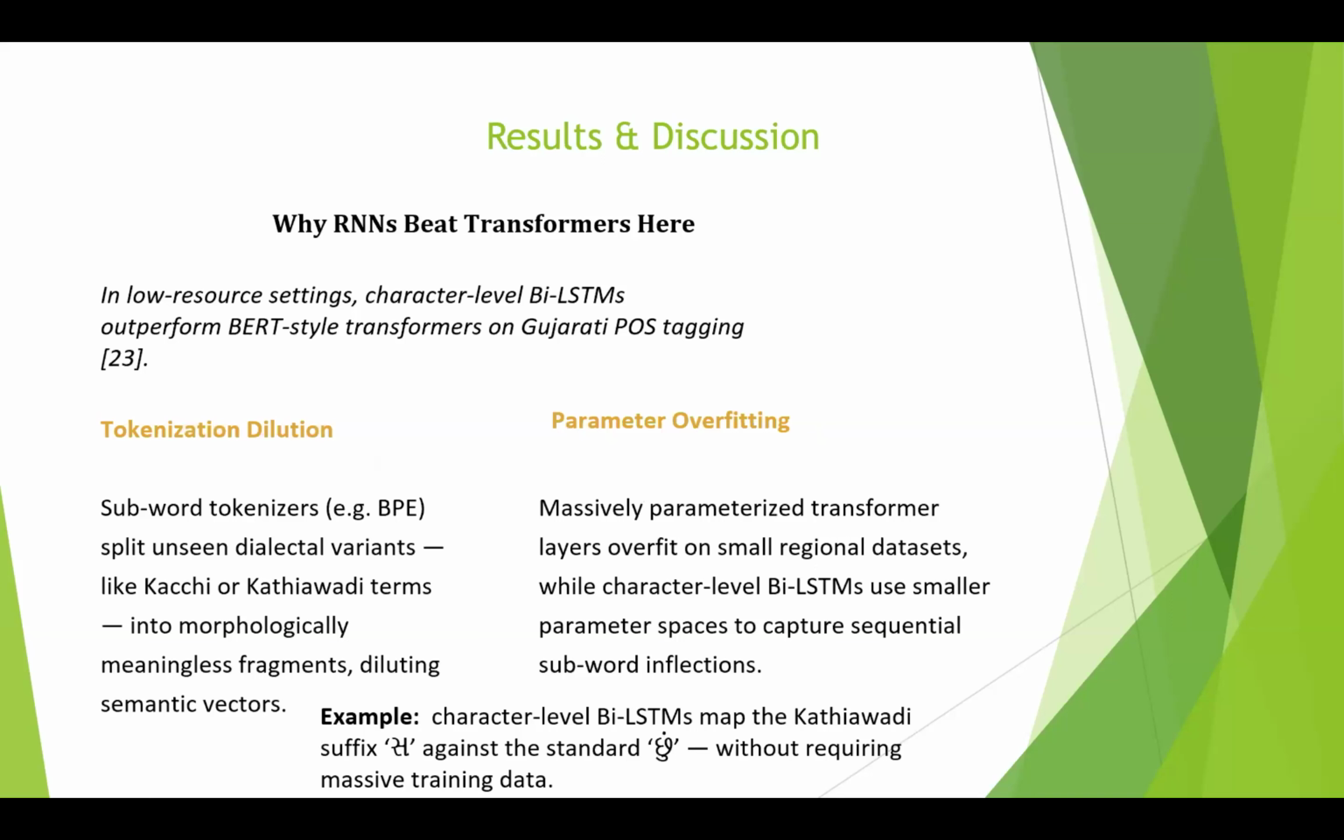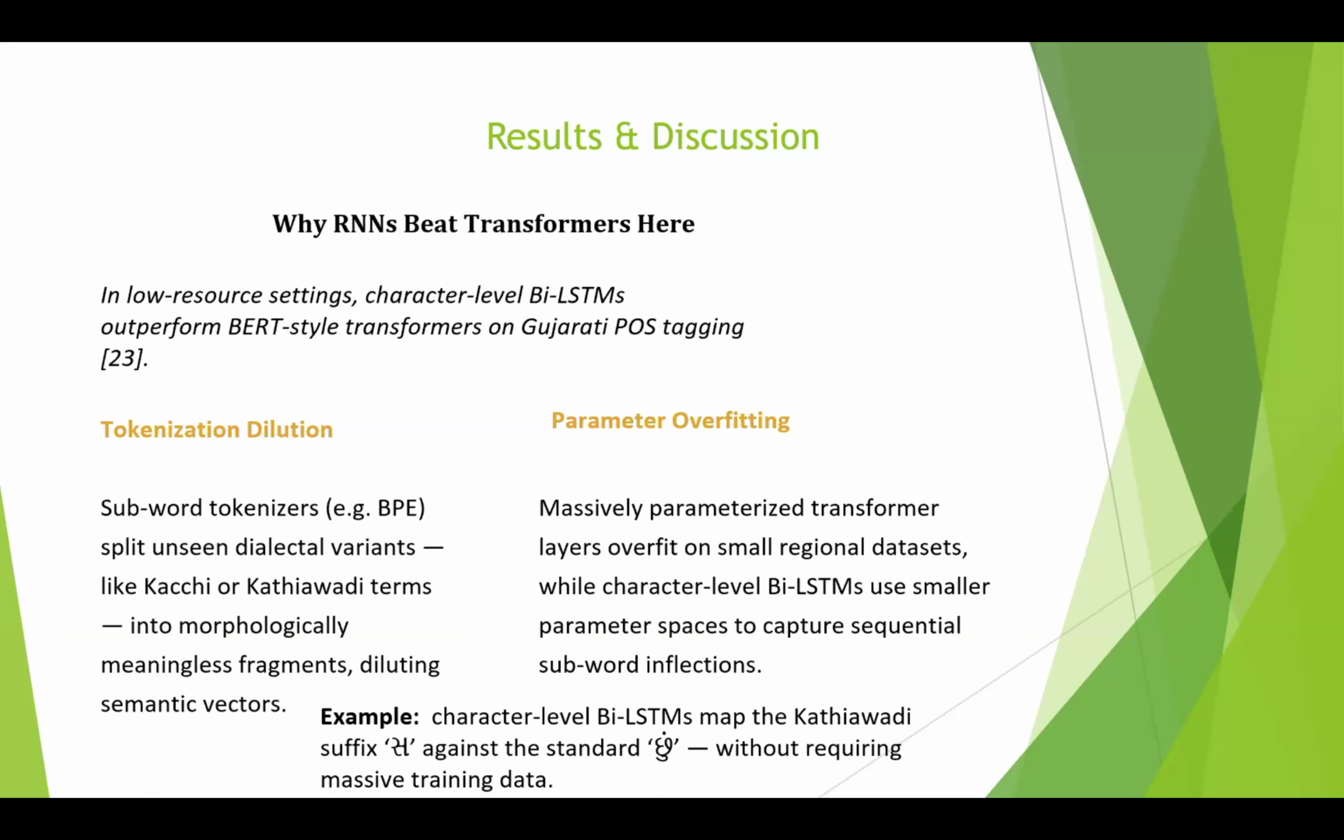So here's one of the more counterintuitive findings in this low resource setting. Character level BiLSTMs actually outperform BERT style transformers on Gujarati part-of-speech tagging. Two structural reasons explain this. First is tokenization dilution. Subword tokenizers like BPE split terms in dialect variants such as Kutchi or Kathiawadi into meaningless fragments, diluting the semantic signal.